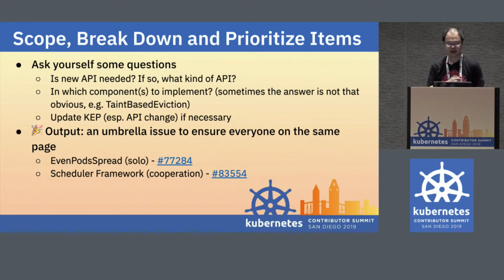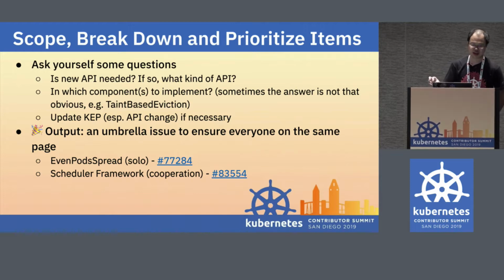This phase is a good point to continue discussing the details of the KEP implementation. If you made some last-minute API change, make sure it is reviewed and the KEP is updated as necessary. The output of this phase is that I usually create umbrella issues to organize all the items I need to implement and make sure everyone knows my plan.